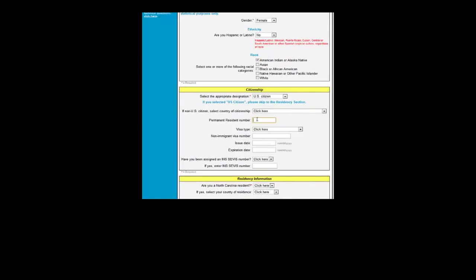You will choose your number and any other information, issue date, expiration date, SEVIS number, and include that as well. Our student is a U.S. citizen.